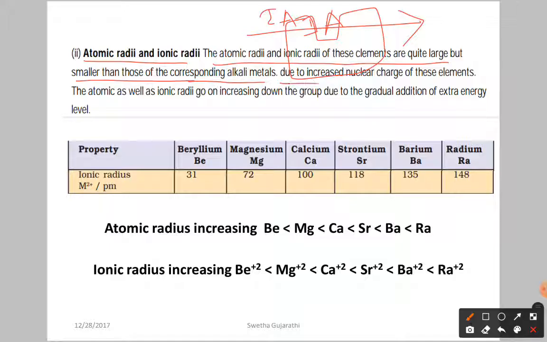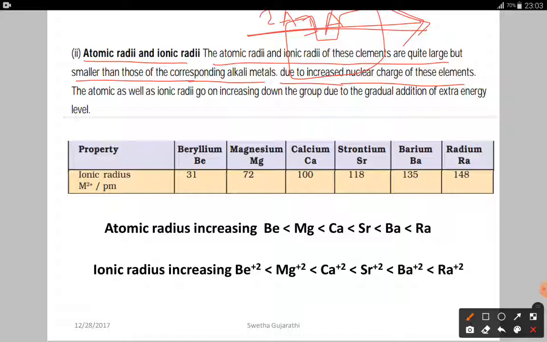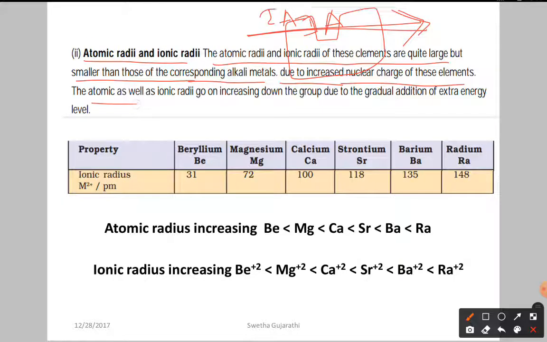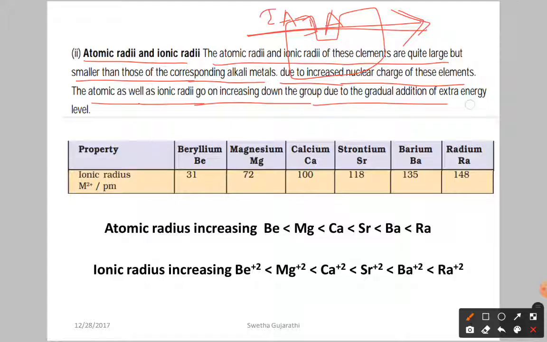Why? Because of the increased nuclear charge of these elements. As you know very well, nuclear charge is going to increase. The atomic as well as ionic radii go on increasing down the group due to the gradual addition of an extra energy level. So what happened here? Here we have the elements beryllium, magnesium, calcium, strontium, barium and radium.